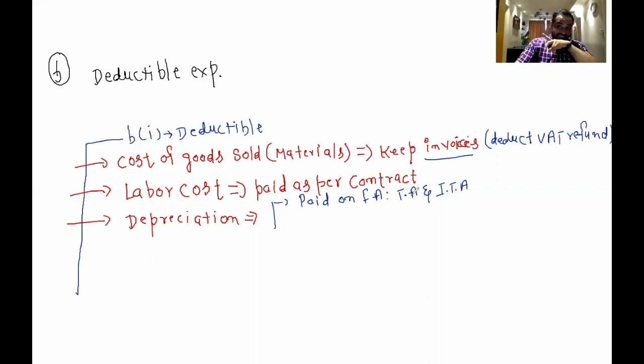Fixed assets means the life of the asset is a minimum of 1 year. If the life of the asset is not a minimum of 1 year, it will not be treated as a fixed asset. So that's the definition of a fixed asset, right?